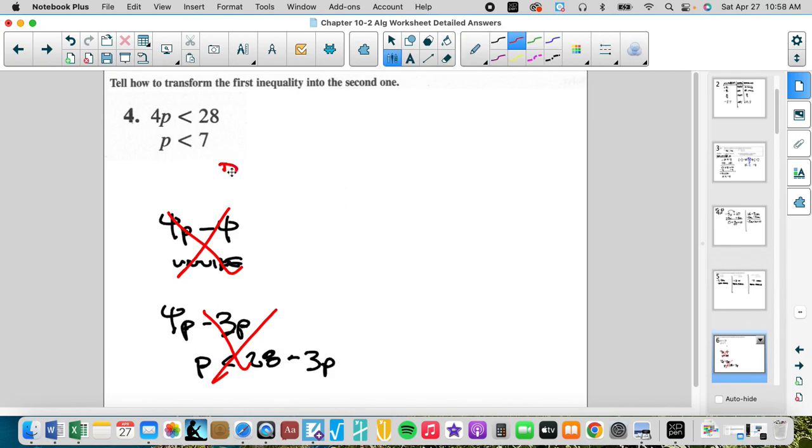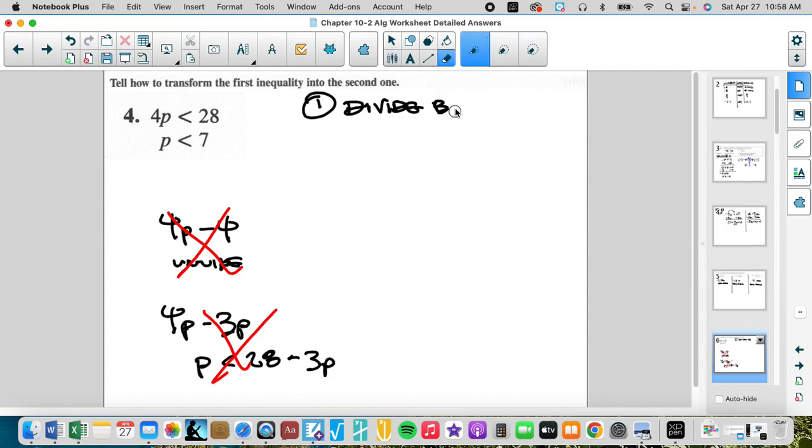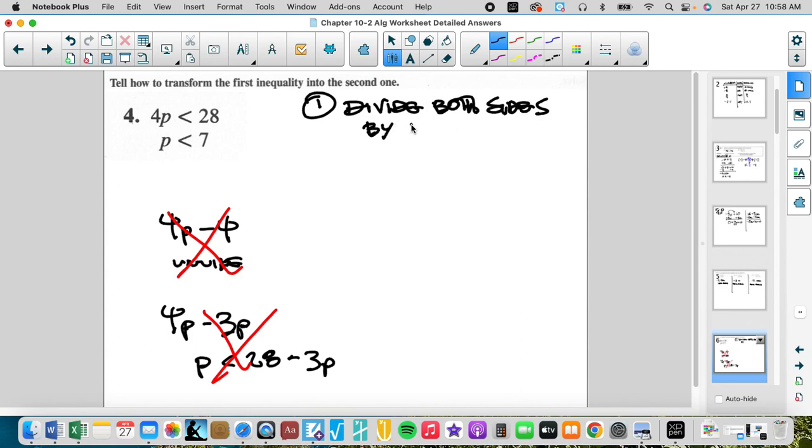One option is divide both sides by 4. So if we divide 4p by 4, we definitely get p. If we divide 28 by 4, we definitely get 7. So that's one. Here's the other one.